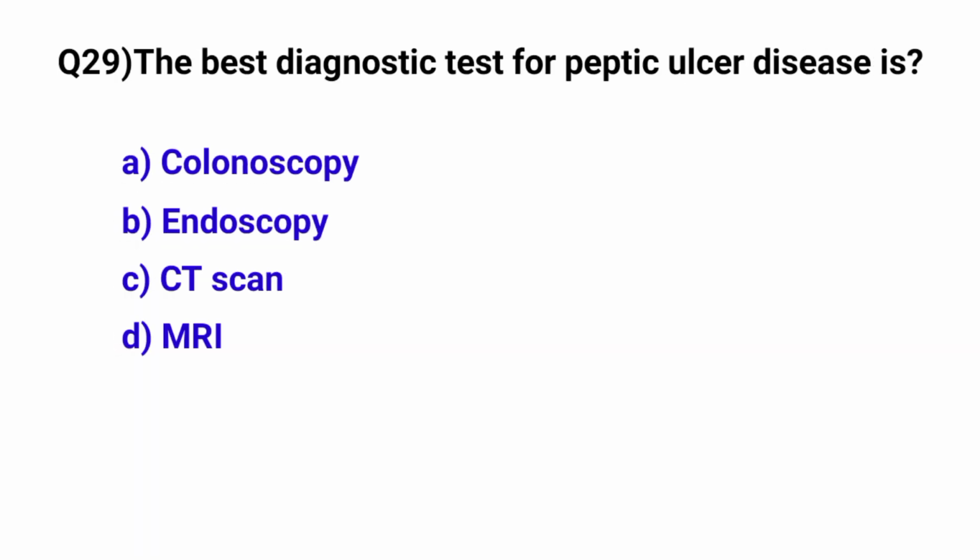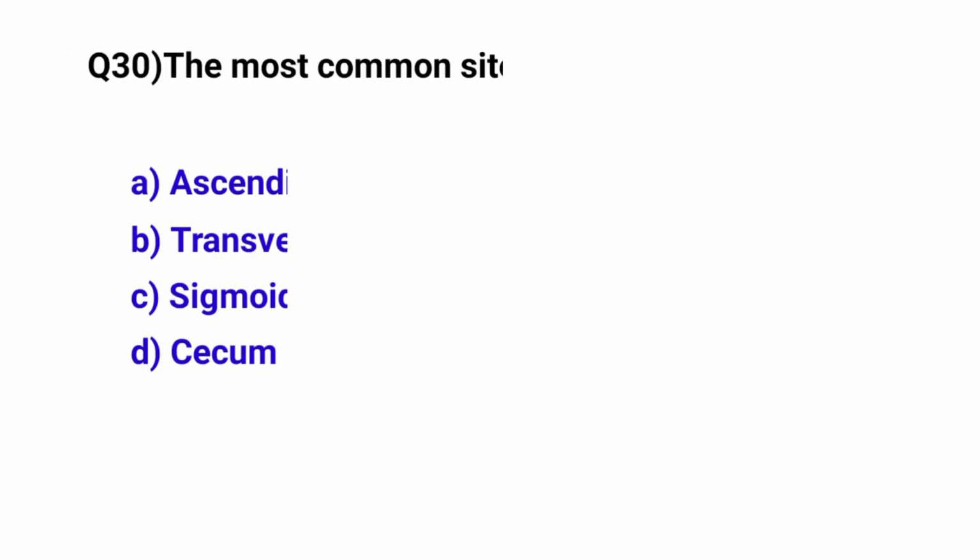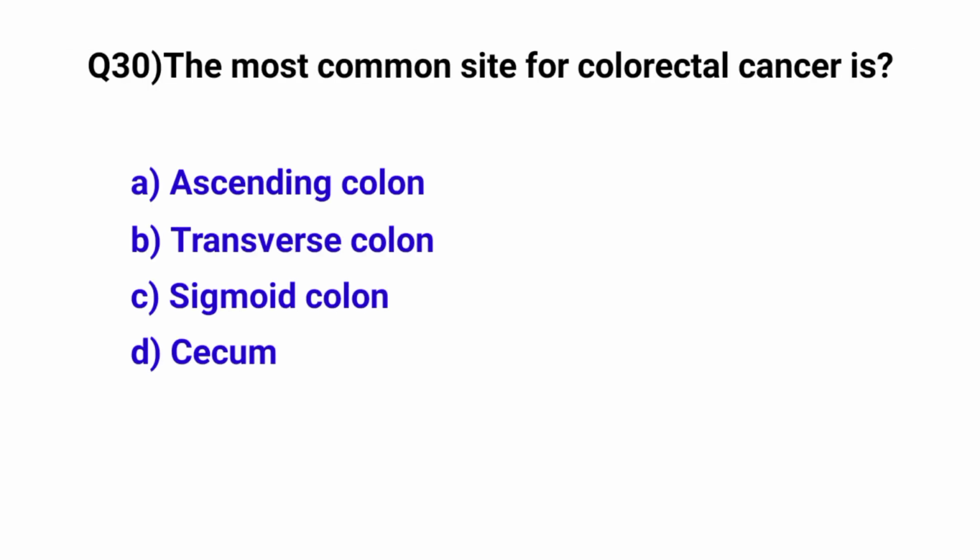Question number 29. The best diagnostic test for peptic ulcer disease is. The correct option is B. Endoscopy. Question number 30. The most common site for colorectal cancer is. The correct option is C. Sigmoid colon.